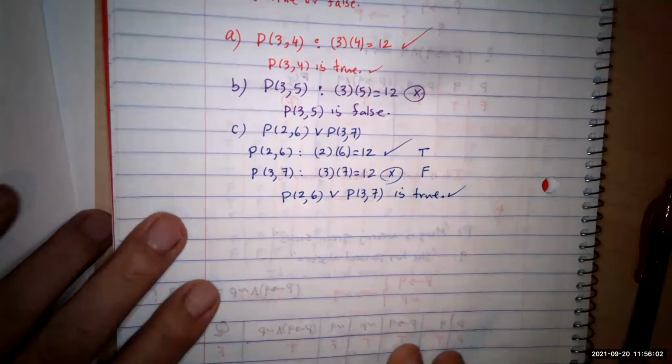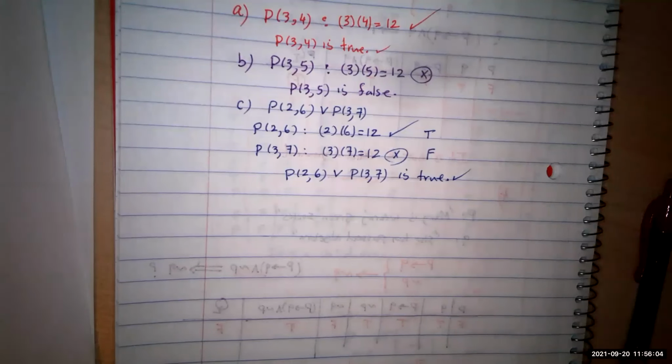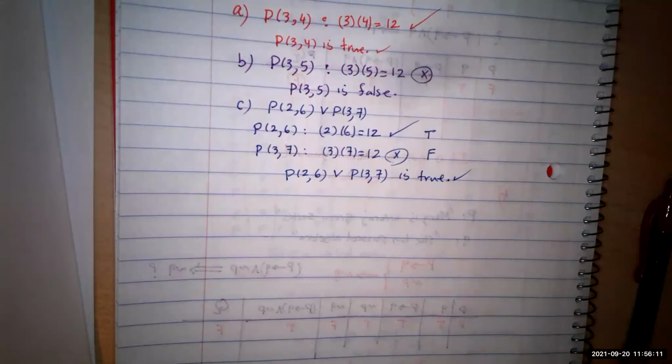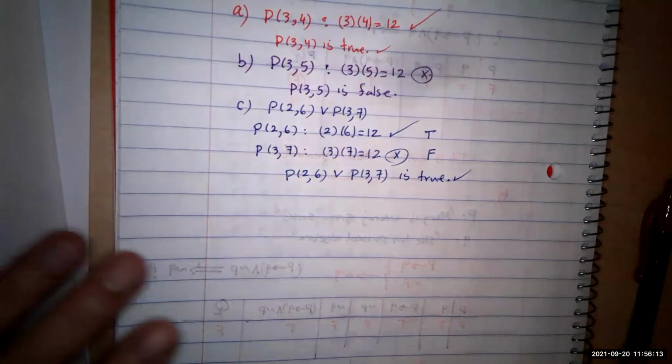And with that, any question? With an or connection, you know it's going to be true if at least one of them is true. So you just prove that one of them is true. Okay, so that's number 3.